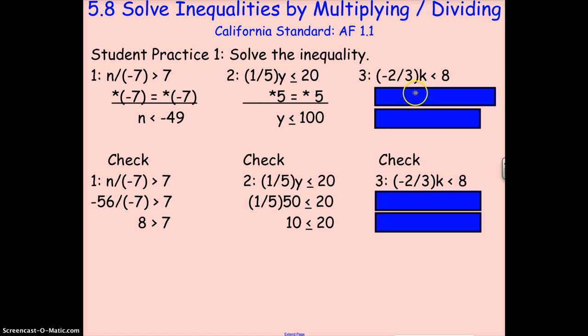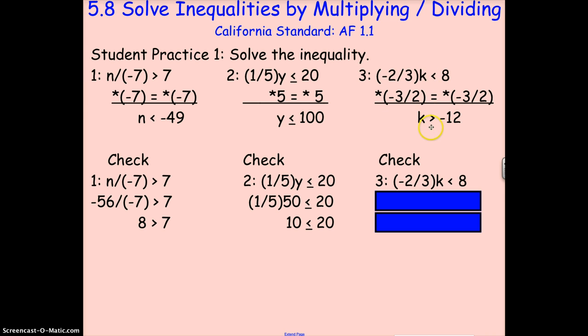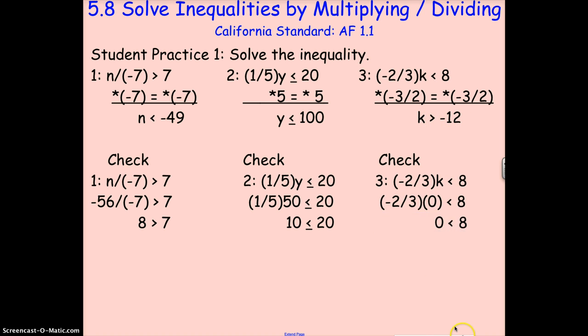Okay, on problem 3, again I want to multiply by the reciprocal, which would be negative 3 over 2. Multiply both sides by negative 3 over 2. Notice I've changed my inequality sign and I end up with k is greater than negative 12. I need to choose a number that is greater than negative 12 for my check. Keep in mind, I can use any number I want. For me, the easiest number to choose would be 0, because 0, of course, is greater than negative 12. I plug my 0 in, and I find that 0 is less than 8, which is, of course, true.